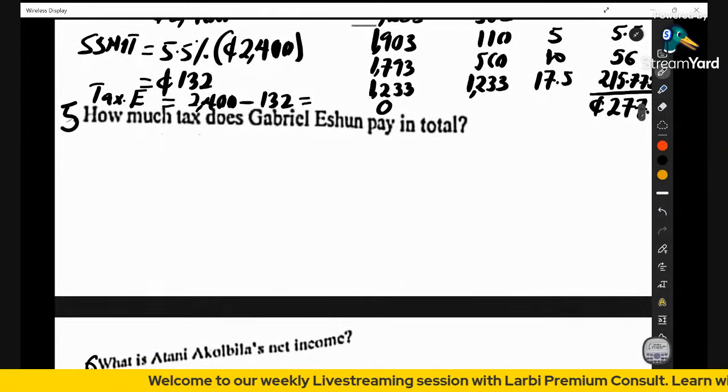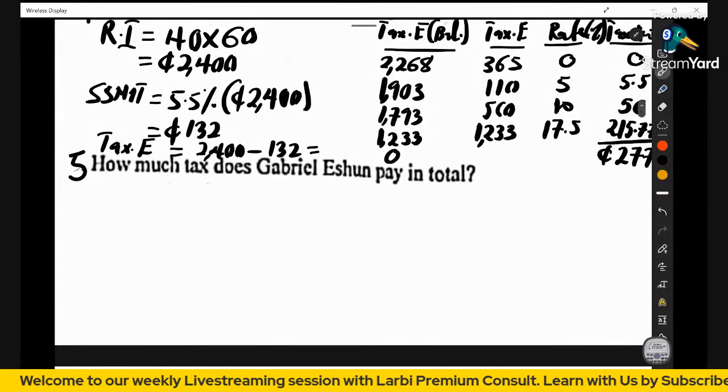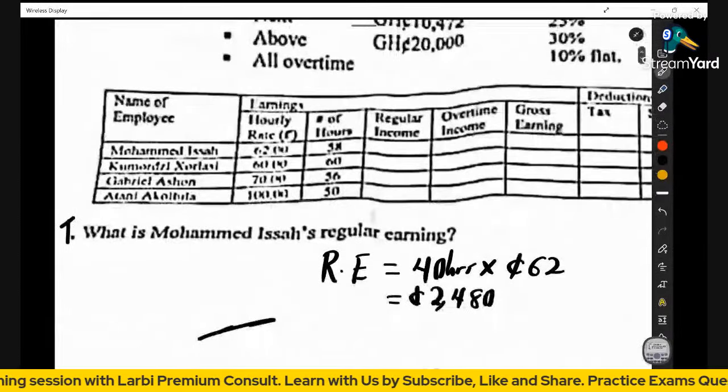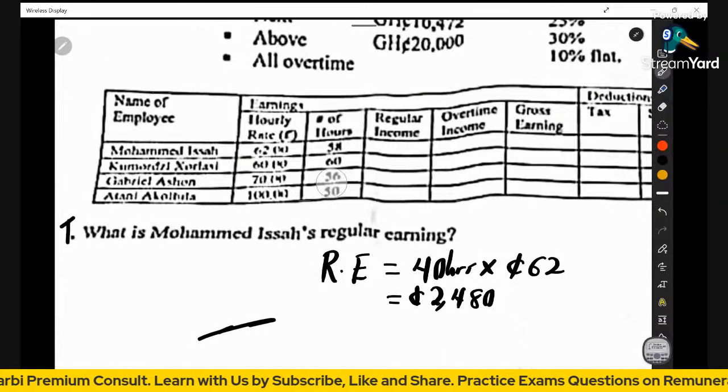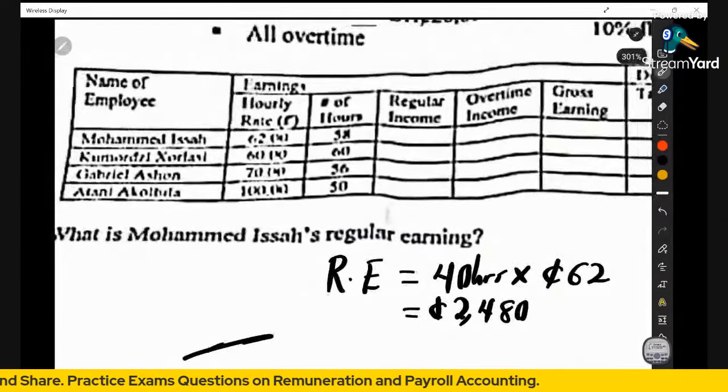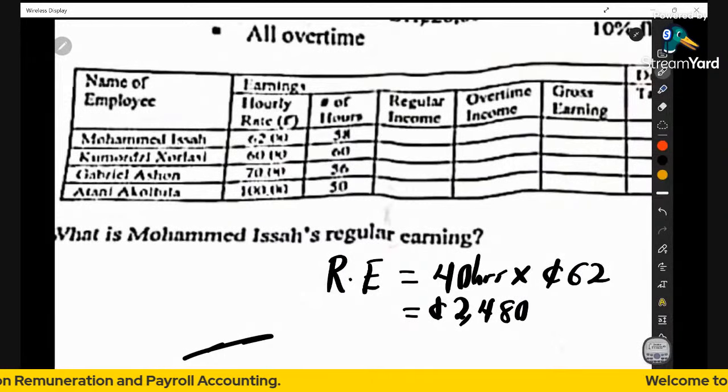You must first of all calculate the basic earning for Eshon. Do you know it? No. So you must go back and do that. Eshon worked for 56 hours, and the standard benchmark hours is 40 hours. So that means Eshon worked extra hours, which will attract overtime.